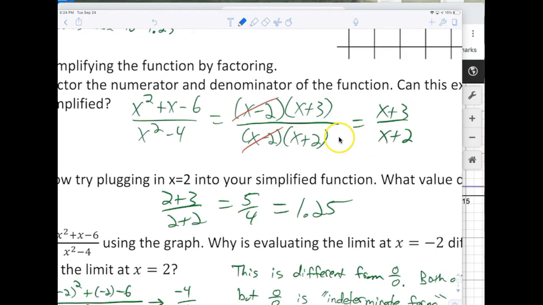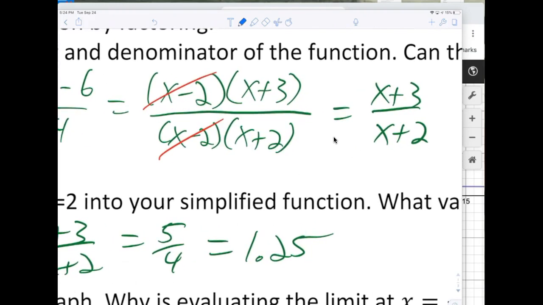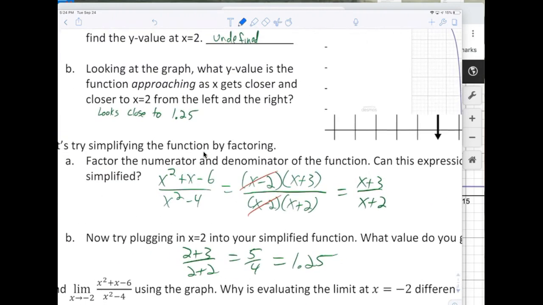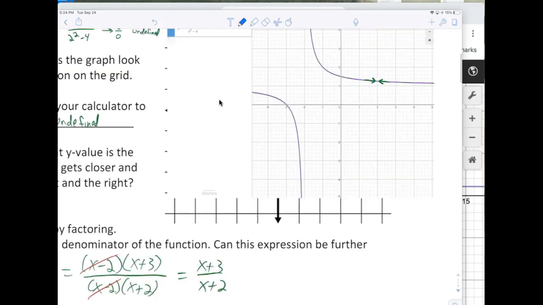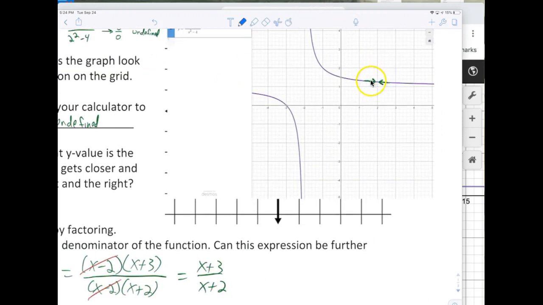And we can cancel the x minus 2 in the numerator and denominator as long as we're not talking about x equals 2. And you might be asking, well, wait a minute, isn't that exactly what we tried to plug in here? Well, yeah, and when we did, it was undefined, but when we find a limit, we're only concerned with what's happening really, really close to 2. We're looking at 2-ish instead of exactly 2.